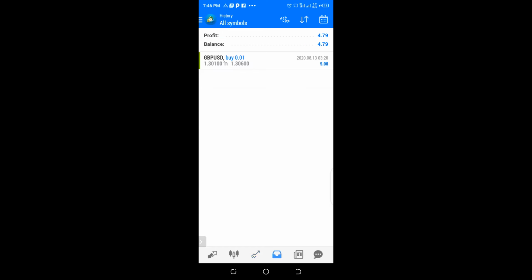Now, the next icon is the icon where you're going to see your history. I'm on the 4th icon, where you see the history of the trades you've entered, and the amount of money you've made for the day. You can view your daily history, weekly history, monthly history, 3-month history, and you can also customize your history.